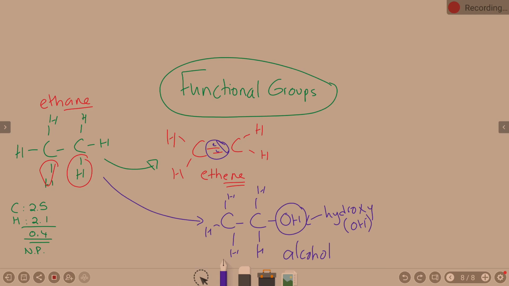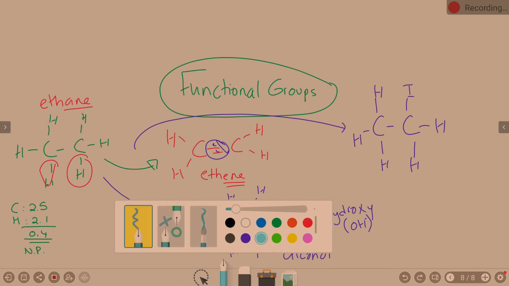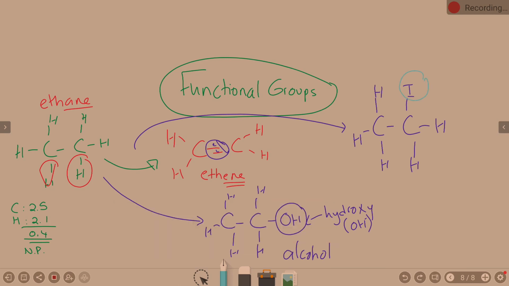All right. Another thing that we could do is this. What did I do here? So again, I'm starting off from the same molecule, and I've done something to it. What did I do here? I added an iodine. So now the iodine is instead of a hydrogen. I can pick any hydrogen. I'm just randomly choosing a hydrogen.